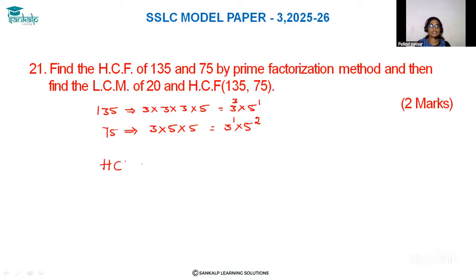So HCF. Here HCF is the product of the common prime factors raised to the lowest power. The common prime factors are 3 and 5. So 3 raised to 1, 5 raised to 1. So this is equal to 15.